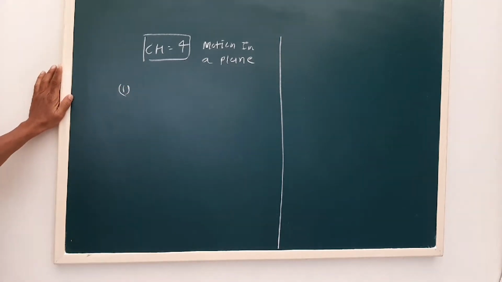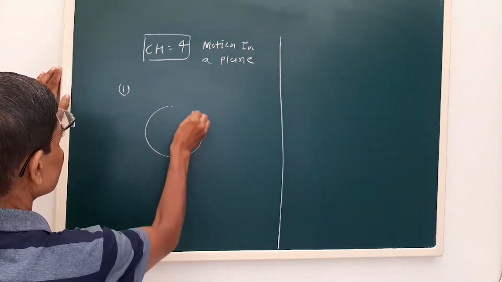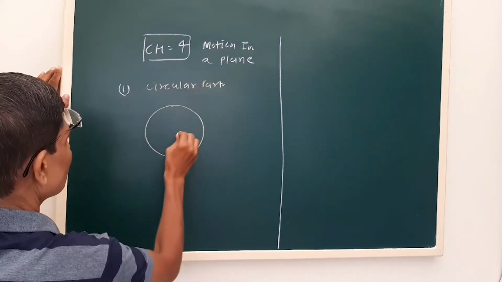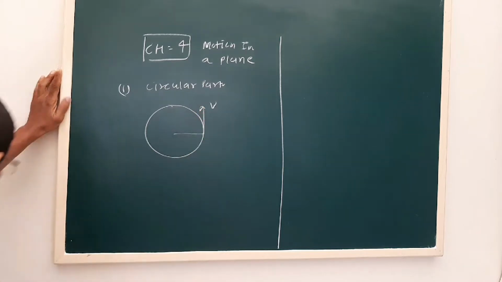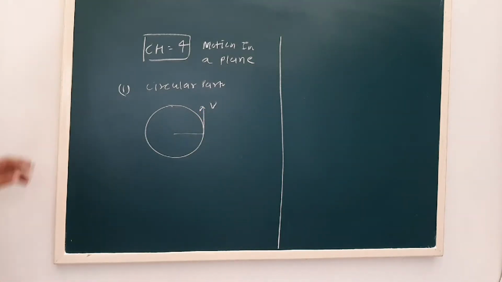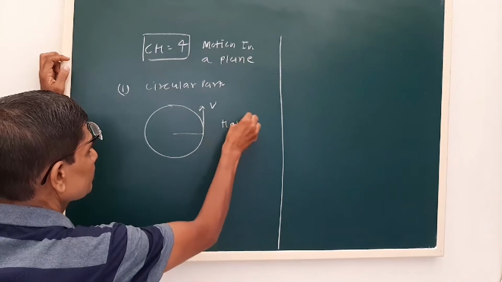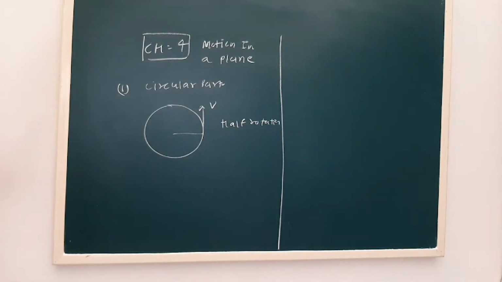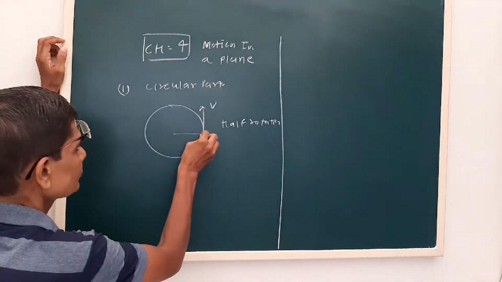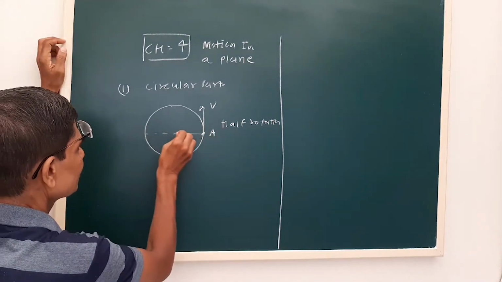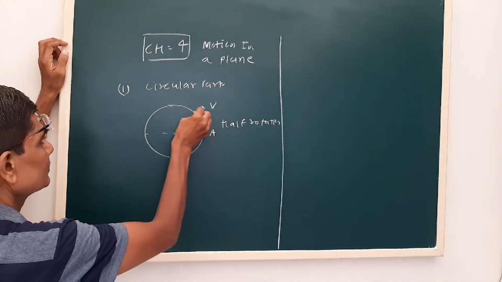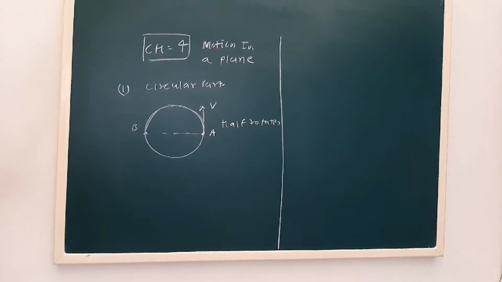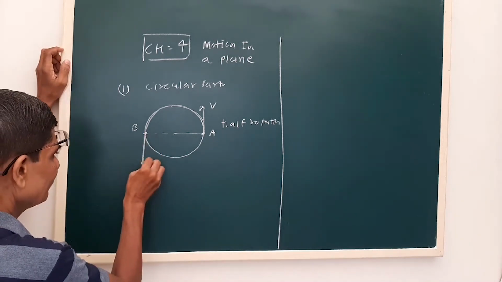Now, one MCQ is this: an object is moving on a circular path with a constant speed of v. When it completes a half rotation, what will be the change in the velocity? Let us say at any instant it is at A. The half rotation will be the diametrically opposite point. The velocity will be again v.